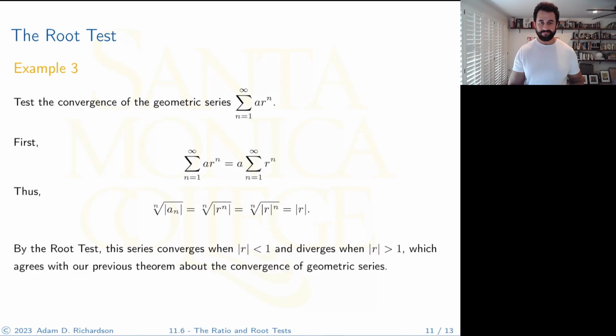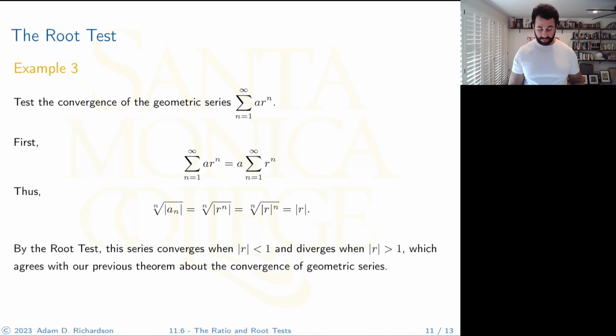So here we go. First, we can factor out the a from this series. It's just a constant multiple, so we can factor it out. Then we can look at this series instead. Now, in this series, r to the n is our summand. So we're going to take the nth root of the absolute value of r to the n. You can pull exponents out of absolute value factors, so you get the nth root of the nth power; they cancel out, and you're left with the absolute value of r.